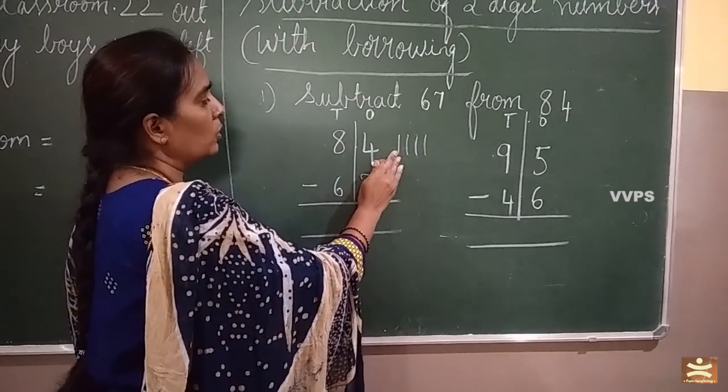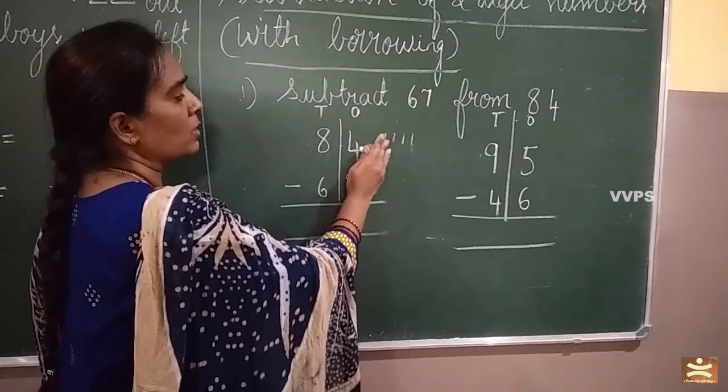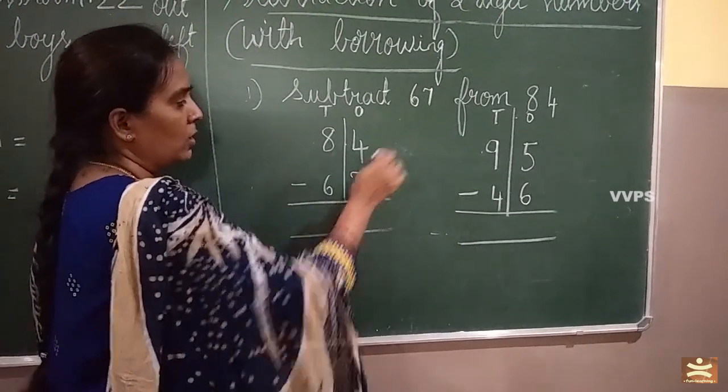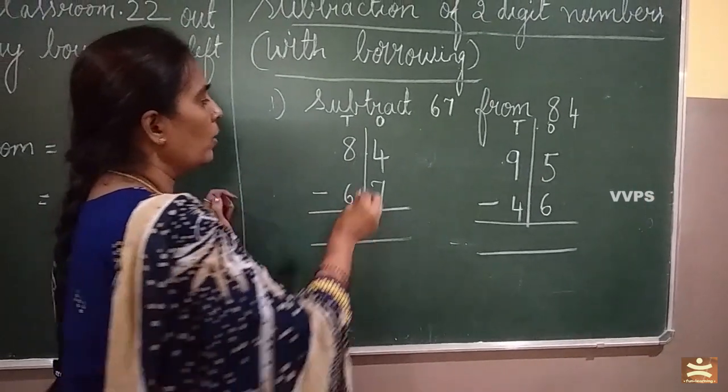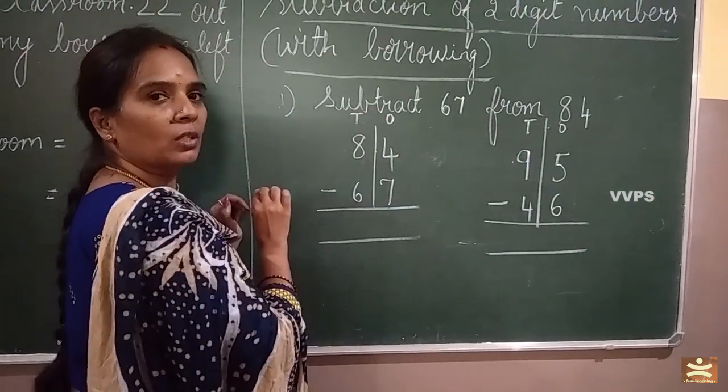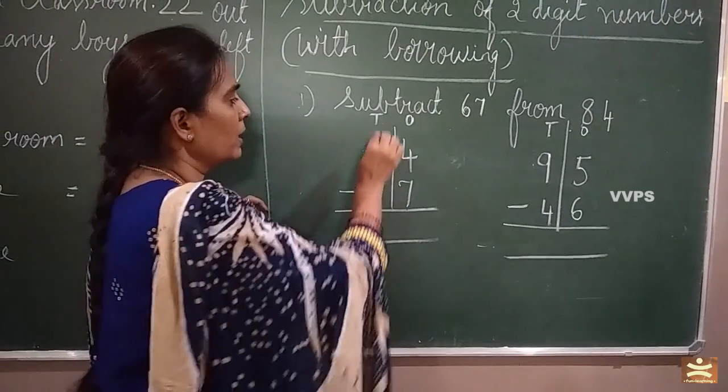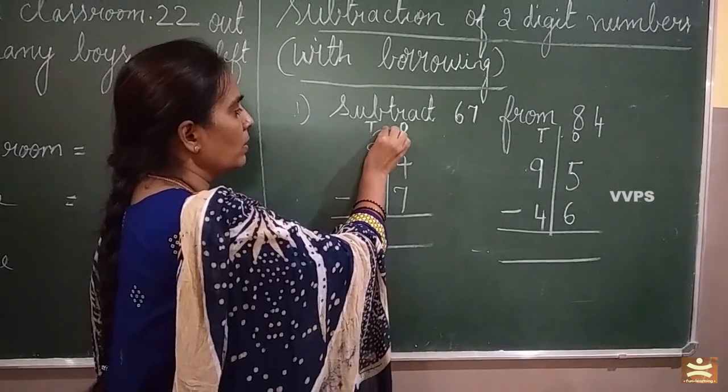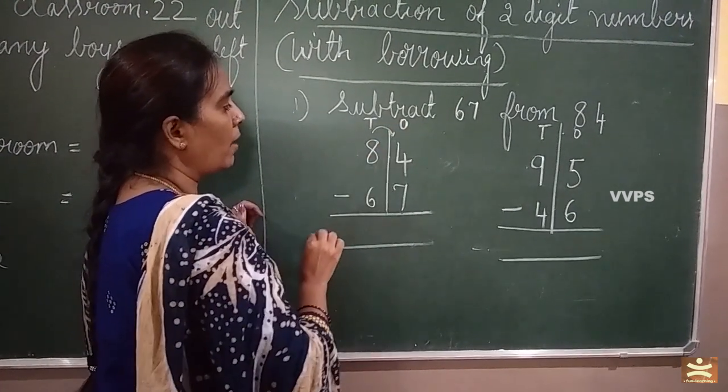So here in 2-digit sums with borrowing, it is not possible to do like this. So what you have to do? You have to borrow from tens place. You have to borrow 1 from tens place. So you will be borrowing from here children. Okay, so 1 you have to borrow.